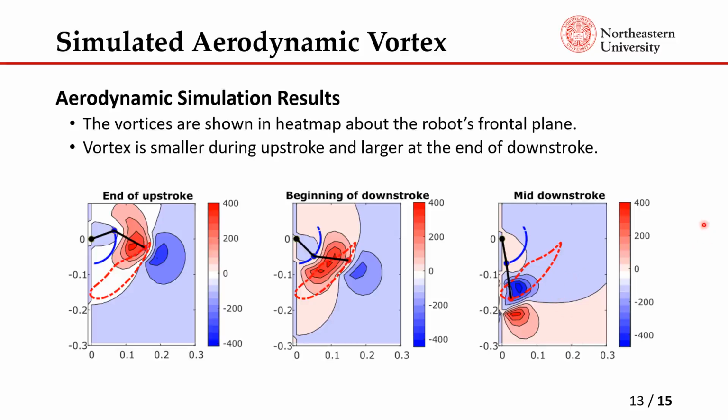We're using the infinitely long horseshoe vortex on the blade elements, which discretize the wing surface from the base to the tip, and the vortex is actually smaller during the upstroke due to the folded structure. So this shows the efficiency of the flapping gait with the dynamically morphing wing.